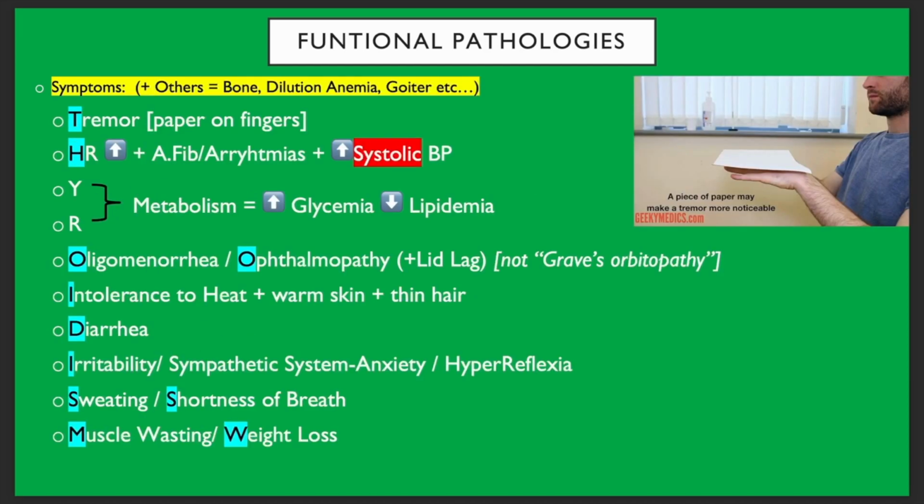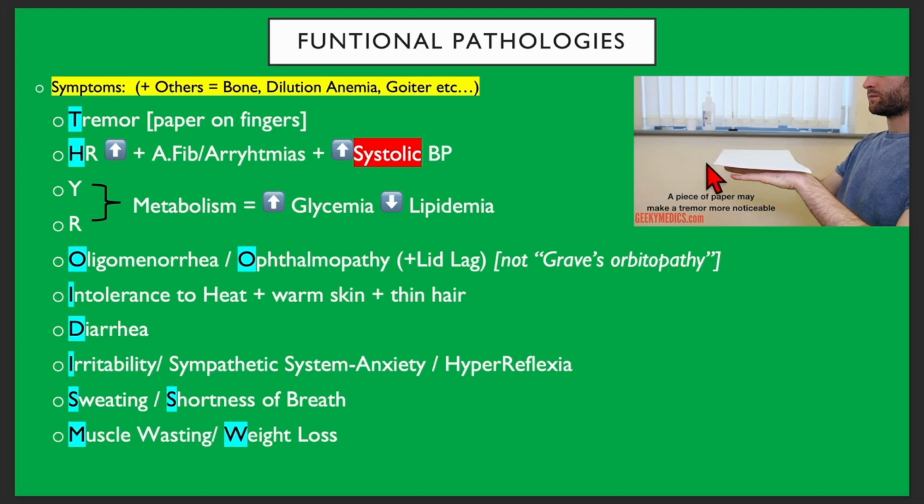There is a mnemonic for the symptoms of hyperthyroidism. So thyroidism, you know the word thyroidism. There are other words for it, but I don't like them, so I just combine them into metabolism. So two letters, two for metabolism: hyperglycemia, hypolipidemia. The first one is tremor. So how can you see the tremor in the hands?